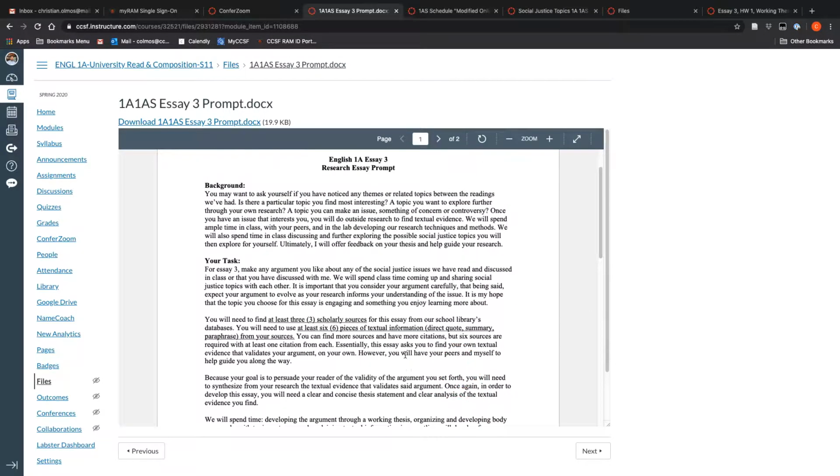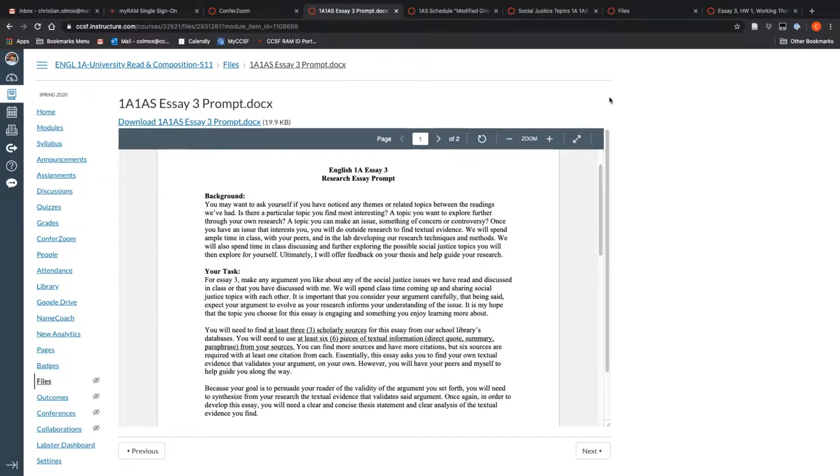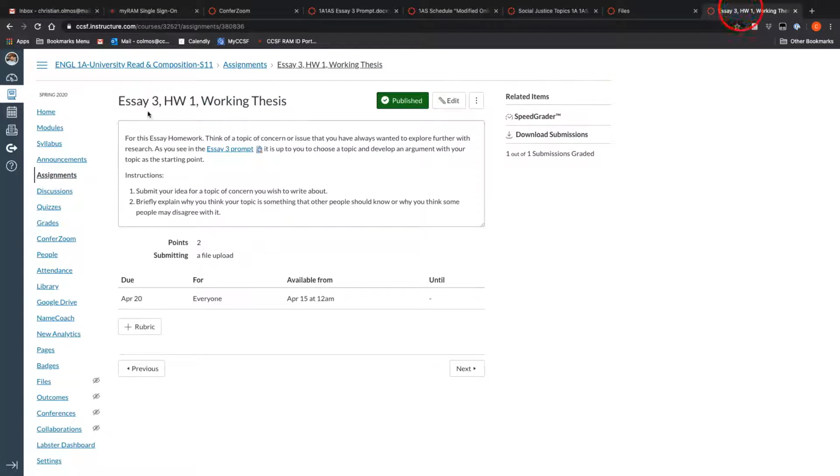So for now, we're going to take this step by step. Your first step is to submit Essay 3 Homework 1, the working thesis. Please let me know if you have any questions with this, right? You're going to submit your idea, and you're going to briefly explain why you think your topic is something that other people should know, or why you think some people may disagree with it. We want it to be controversial, okay?